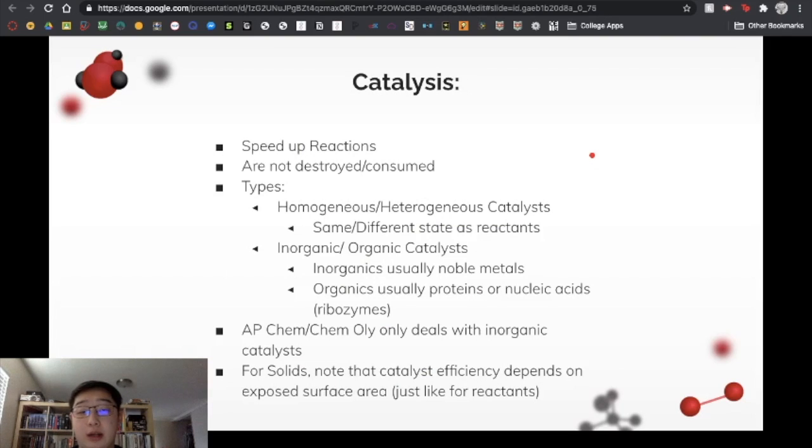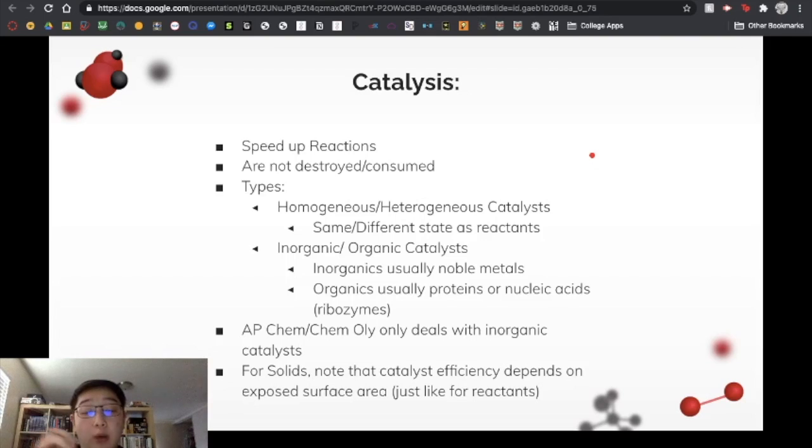So now we're going to be moving into catalysis, which is when a catalyst is used to speed up a reaction. Catalysts are never destroyed or consumed, and there are a couple of different types. You have homogeneous and heterogeneous catalysts, and basically that's given by the same or different state as the reactants. And then you have inorganic and organic catalysts.